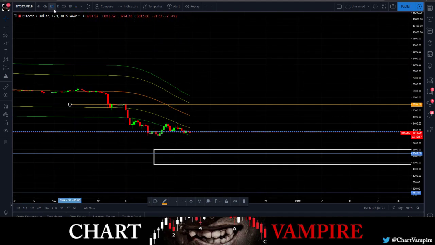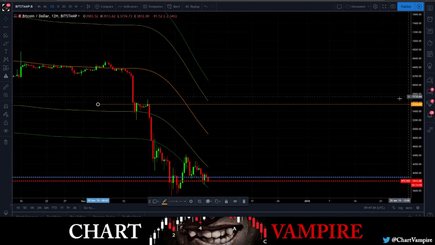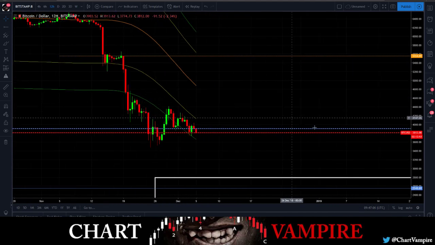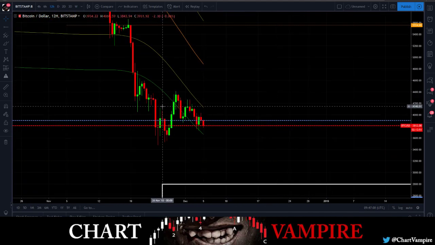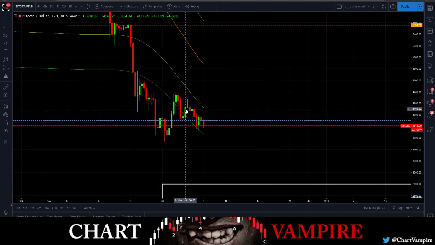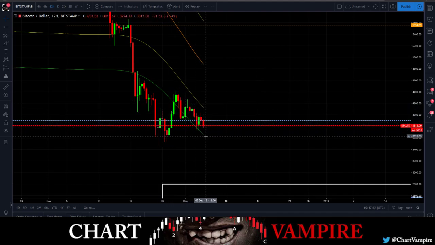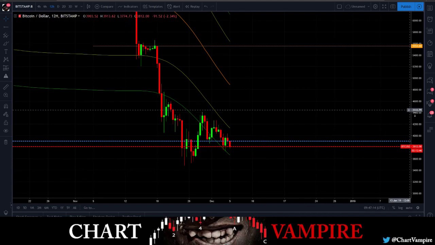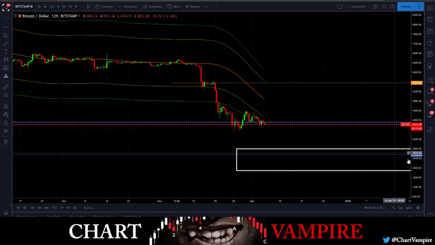Right, but you can always just weed your way down. Look at how well this thing works as support, right? Bounces off, bounces off, bounces off. It's trying to hold the support line here, just like it did here.